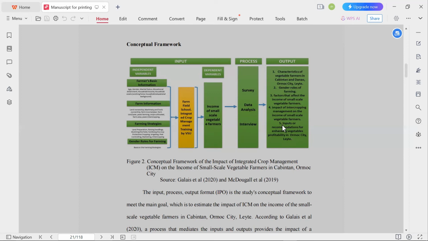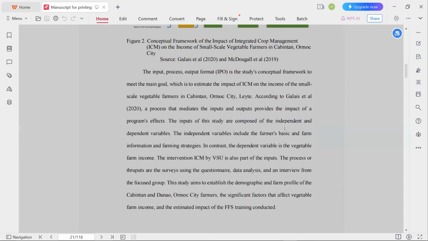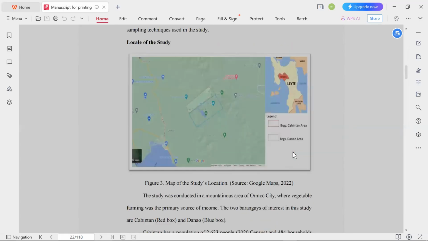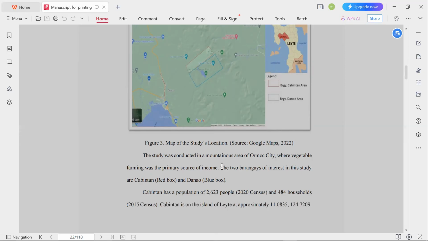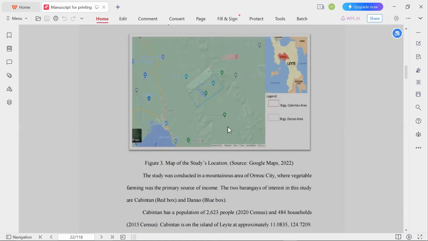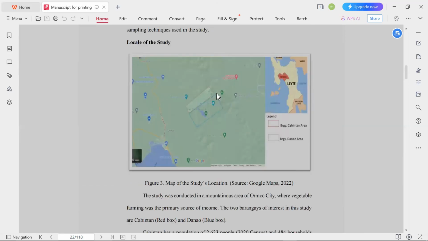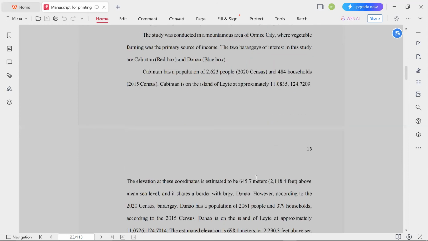So you can use this one as your conceptual framework in your study. Then for the methodology, this is what I have told you. For the locale of the study, you can get a map from Google Maps, and then you add a legend and put the source, of course, just to credit Google Maps.